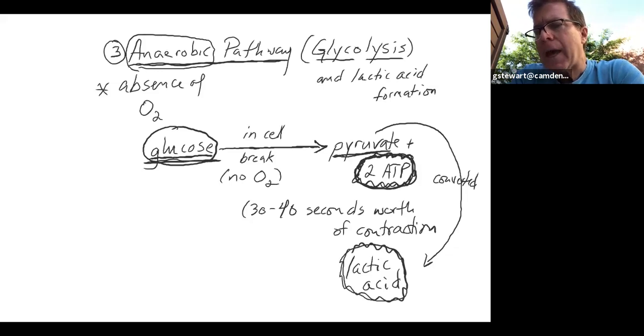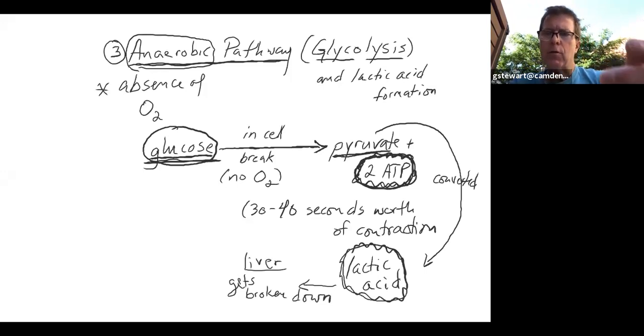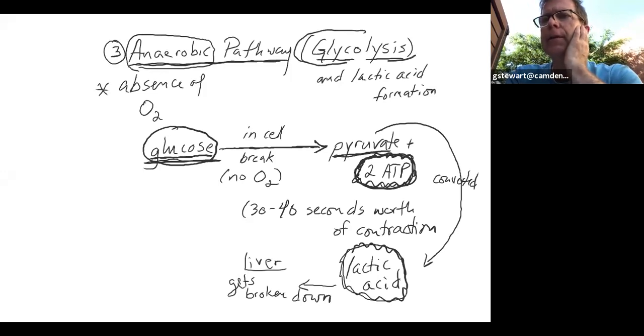If you stop doing that exercise, this goes to the liver where it gets broken down very quickly. So that burn feeling goes away fairly quickly after you stop exercising. So lactic acid gets broken down in the liver. Okay, that's what you need to know about the anaerobic pathway, which involves glycolysis.